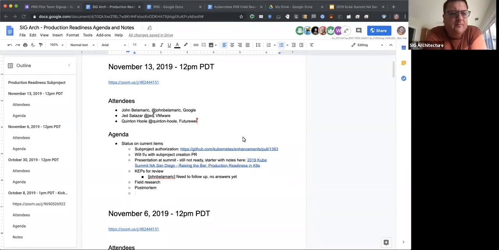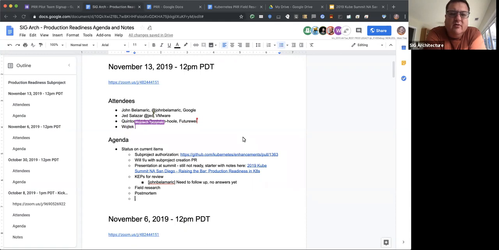This is the Kubernetes SIG Architecture Production Readiness meeting for November 13th, 2019. It's code freeze tomorrow, so I think we have a small crowd today because of that, and KubeCon next week, so we'll try and keep it short. I didn't have any agenda other than for us to go over any outstanding items or give status on any current items people are working on.